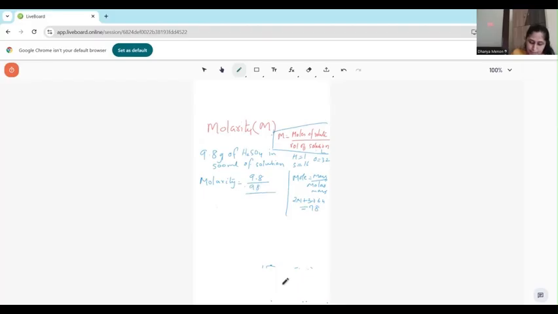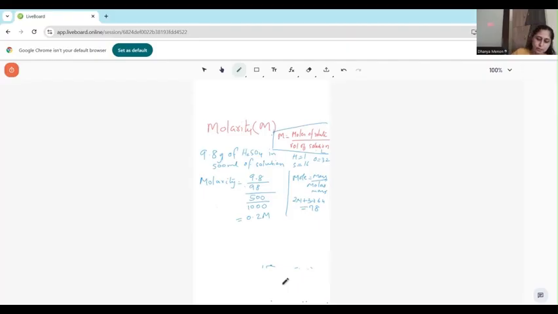500, but it is in milliliters. I need to make it into liters. So when you solve this, it comes to 0.2 capital M. Okay. So this is how you find out the molarity when the mass is given to you.